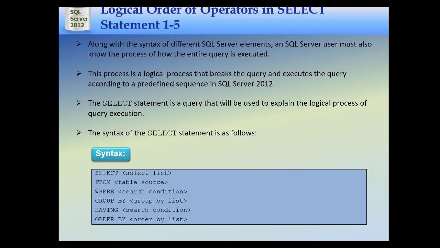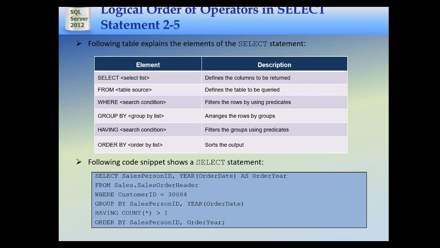So we have SELECT, then the items you'd like to select, then the tables, the filter WHERE, GROUP BY, HAVING, then ORDER BY. The following table explains the elements of the SELECT statement. We have the SELECT. This is basically telling us the columns which you would like to get details from. The FROM basically is the table which you want to get the results from. WHERE is what we're using to filter the rows using the predicates. GROUP BY is arranging the rows that we would like to group. And then HAVING basically works like a WHERE, but on the groups. Then we have the ORDER BY, which actually sorts the output.